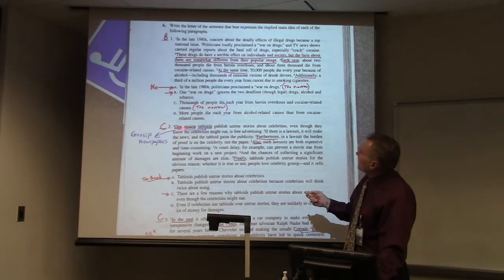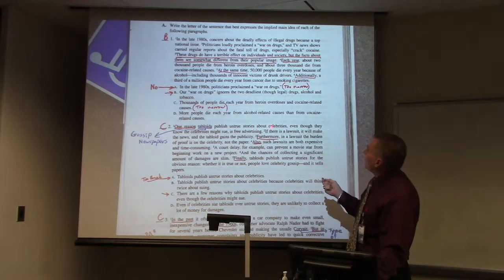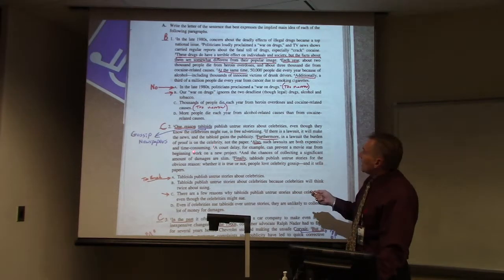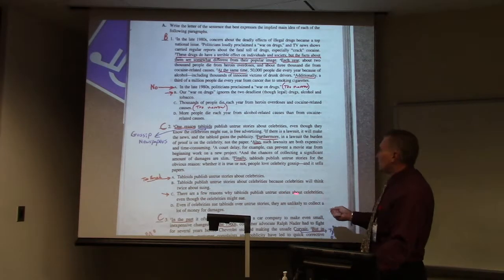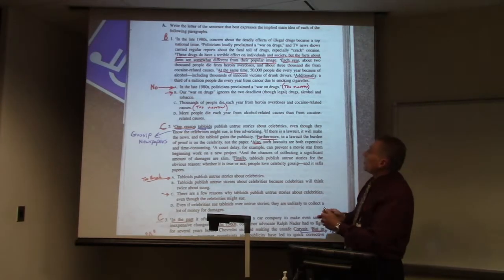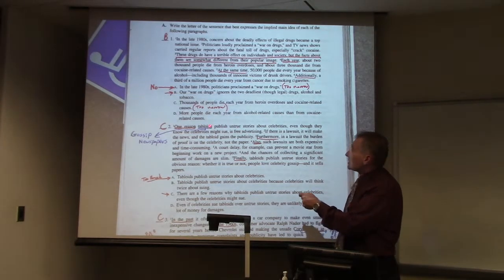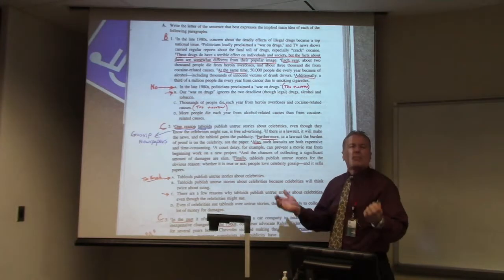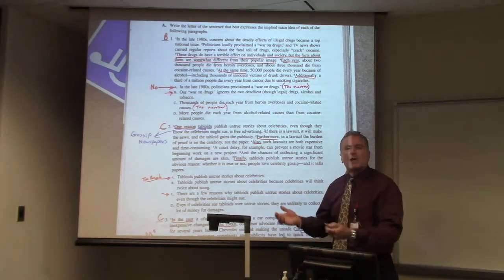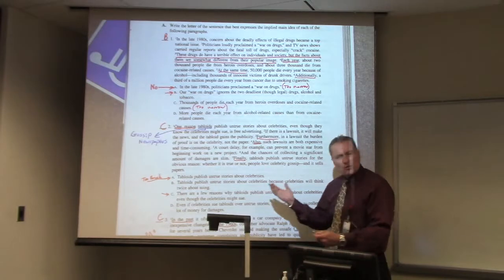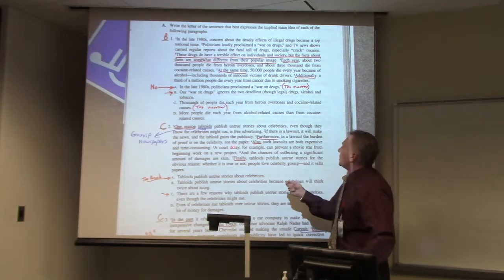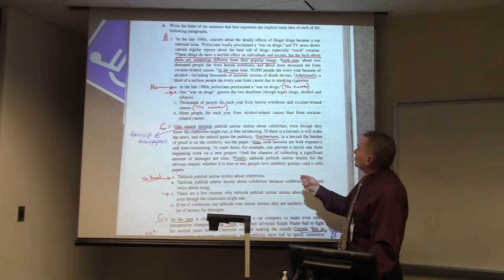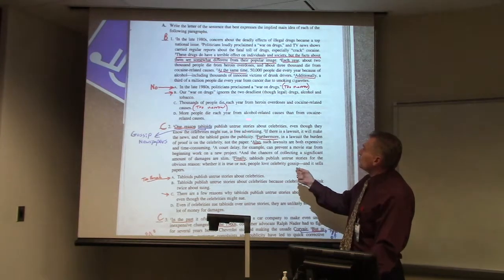It has to do with why tabloids publish stories about celebrities. The answer is C. There are a few reasons why tabloids publish untrue stories about celebrities, even though the celebrities might sue them. So the point here is that tabloids are those trashy papers that talk about what Hollywood stars are breaking up or getting married or having a baby. All right, so that's what tabloids are. All right, so here in this one, they're talking about why they would publish untrue stories.